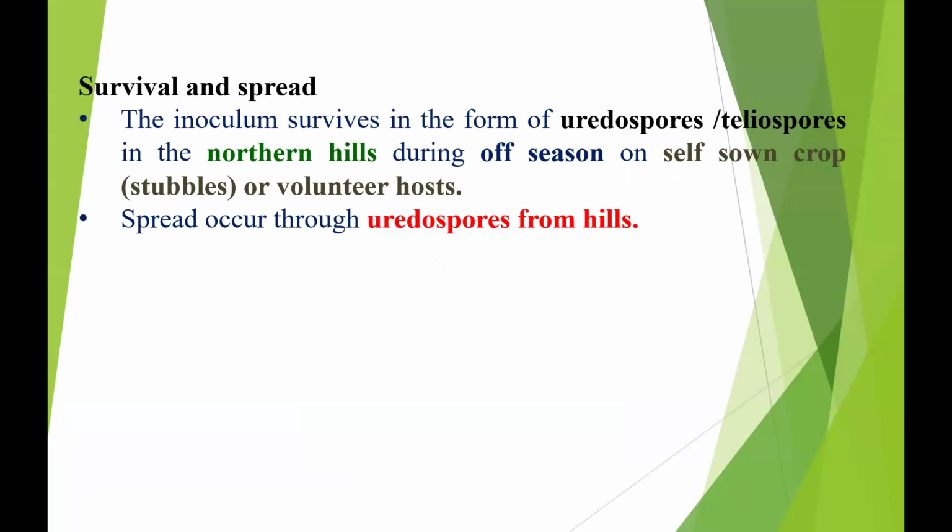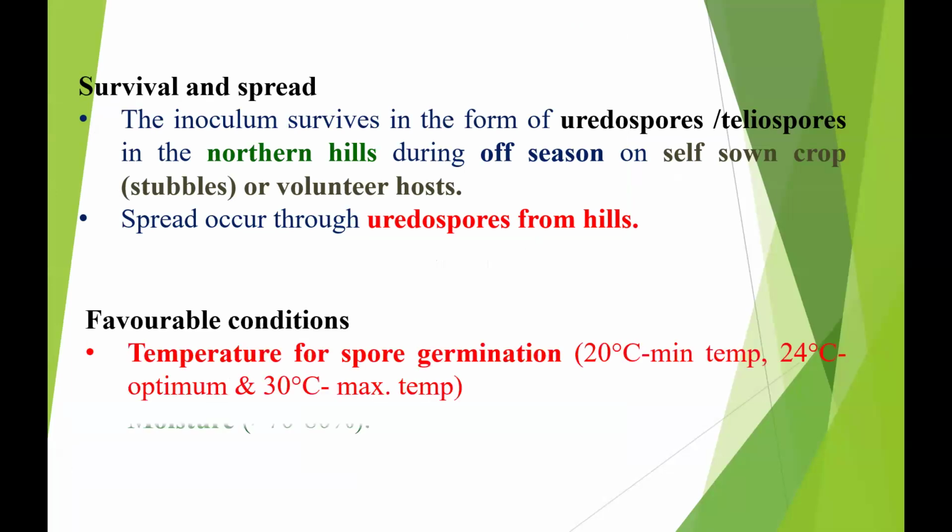This is an airborne, long distance fungus, which moves from the northern hills during the off season on self-sown or volunteer crops to the southern hills. The spreading is done through urediospores from the hills. The favorable conditions are a temperature of 20 to 30 degrees Celsius and moisture greater than 70 to 80%.